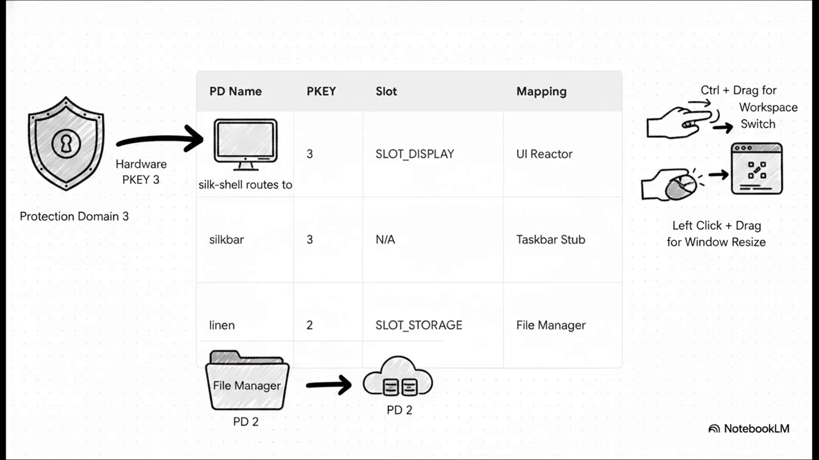Now, what's really interesting about this slide is our exact capability routing map. Notice how Silk Shell is locked tightly under protection domain 3, utilizing hardware PKEY 3. It routes its visual intent strictly through PDX slot 5, which is the slot display. We've also got our specific gesture input handling rules defined right here. For instance, using a simple Control plus drag acts as a two-finger swipe to switch workspace view tags, and a left-click plus drag handles window geometry updates.